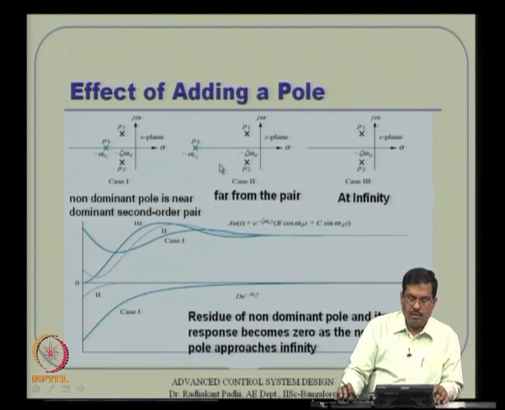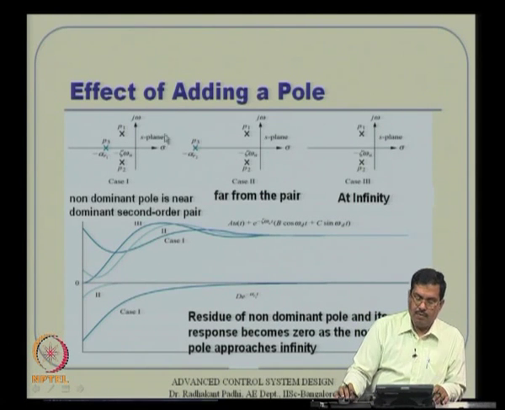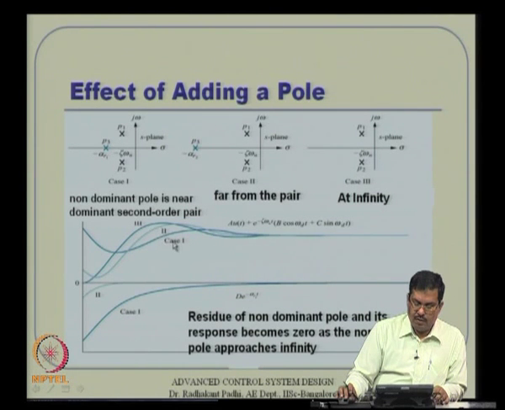Then again, depending on where the third pole is, we consider it as either near to the dominant second order pair or far from the pair or at infinity, either way. Okay, then what is the implication? If you see case 1, case 2 and case 3, the response behavior is something like that actually. Okay. And remember this case 3 for example, this is a classic second order system actually, because there is no third pole here. It is really at infinity sort of thing.